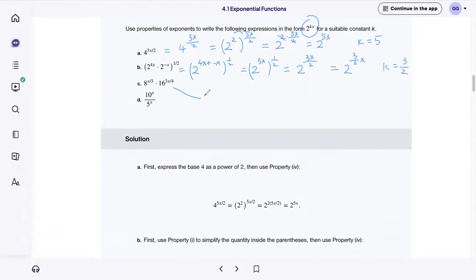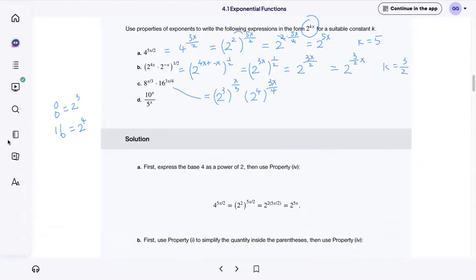Let's see C. We have 8 raised to x divided by 3, and we have 16, so different bases. What they have in common is that 8 can be written as 2 raised to 3, and 16 can be written as 2 raised to 4. So 2 raised to 3, that's 8, then raised to x divided by 3, multiplied by 16, which is 2 raised to 4, then raised to 3x divided by 4.